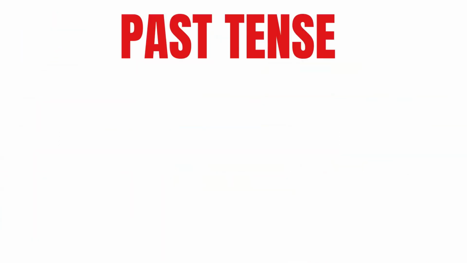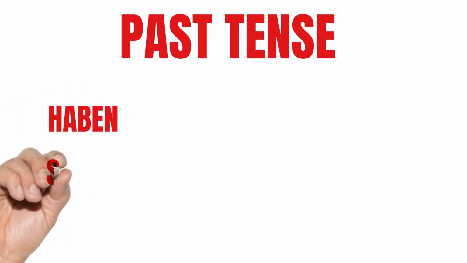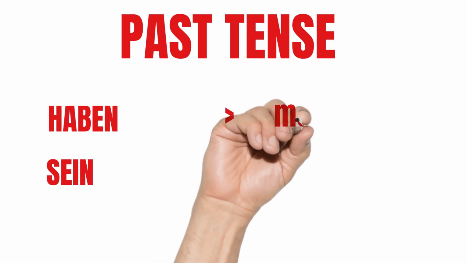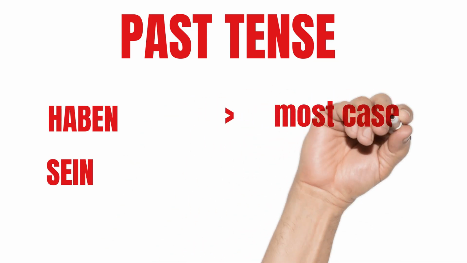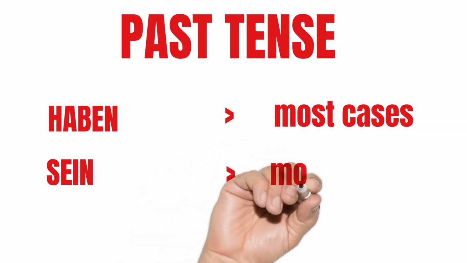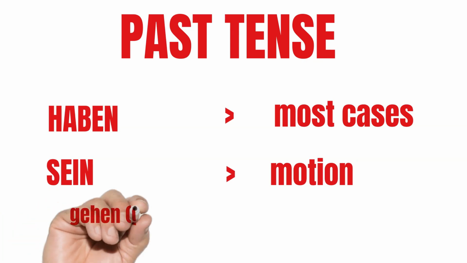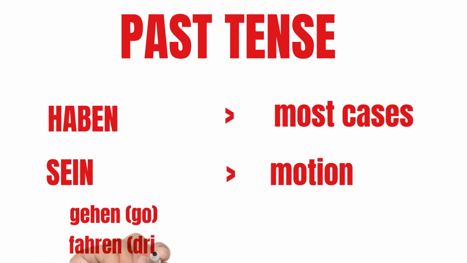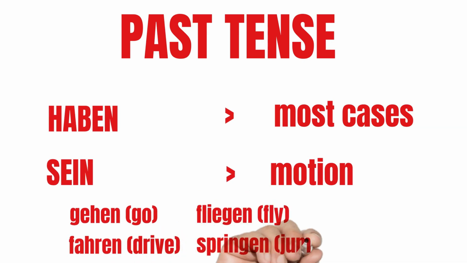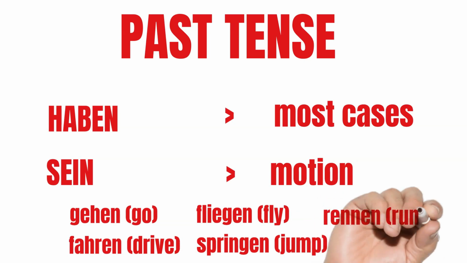Now we have to answer the question, when do we use haben and when do we use sein? In most cases, we need to take haben. Sein is used when the verb deals with some kind of motion. For example, gehen, go, fahren, drive, fliegen, fly, springen, jump, rennen, run, and so on.